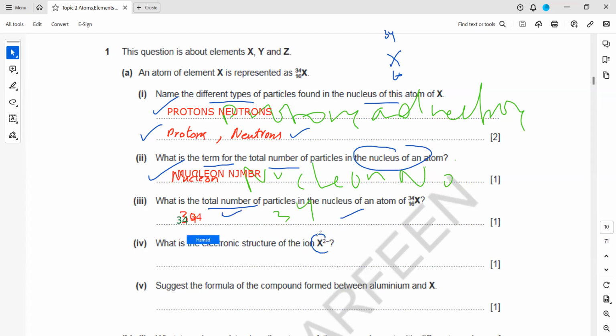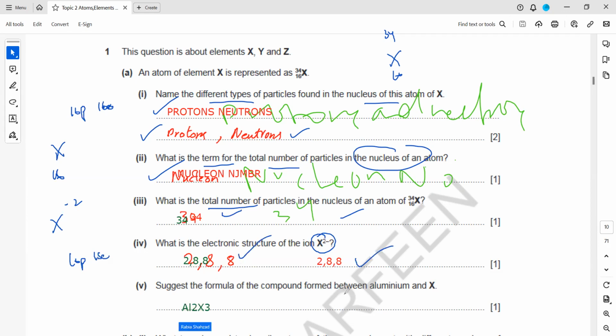What is the electronic configuration for the X ion? The X atom has 16 protons and 16 electrons. But the X ion has a charge of minus 2, meaning 2 extra electrons, so 16 protons and 18 electrons, so 2, 8, 8. That's right. State the formula of the compound formed when aluminium combines with X. Aluminium's valency is +3 and X is -2. When we have valencies, we simplify first. It cannot be simplified further, so we cross multiply. So it will be Al2X3.